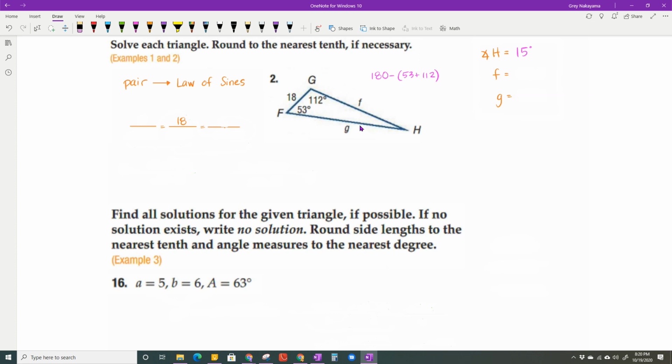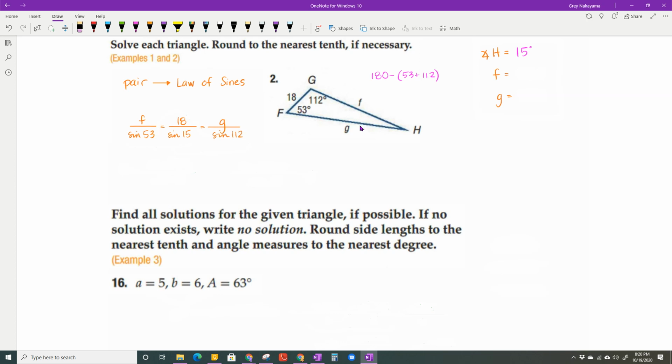18 on the top and sine of 15 on the bottom. Okay, and it doesn't matter which one you put where. I'm going to put F over here, and what's opposite F is 53 degrees. So I'm going to have the sine of 53. And then what I have left over here is G, and underneath it is going to be the sine of 112 because it's opposite.